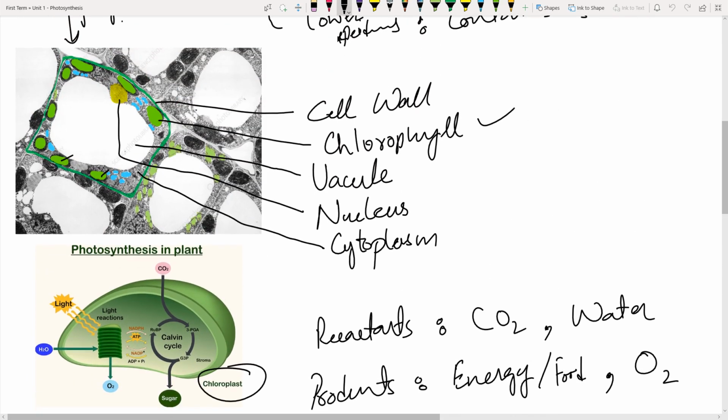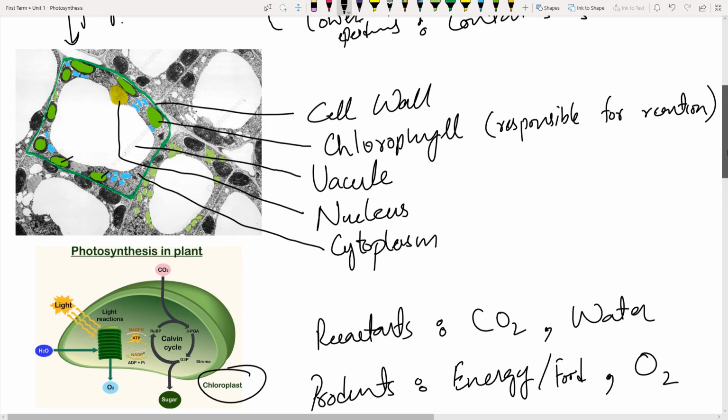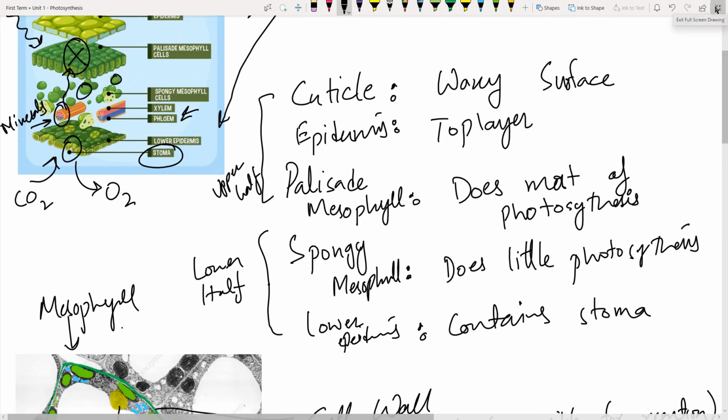So let's call this responsible for the reaction. This is the chemical compound that does this reaction. This whole chloroplast is filled with chlorophyll, this green material we see over here, that does this whole process of photosynthesis. So this is the detail of the photosynthesis process.